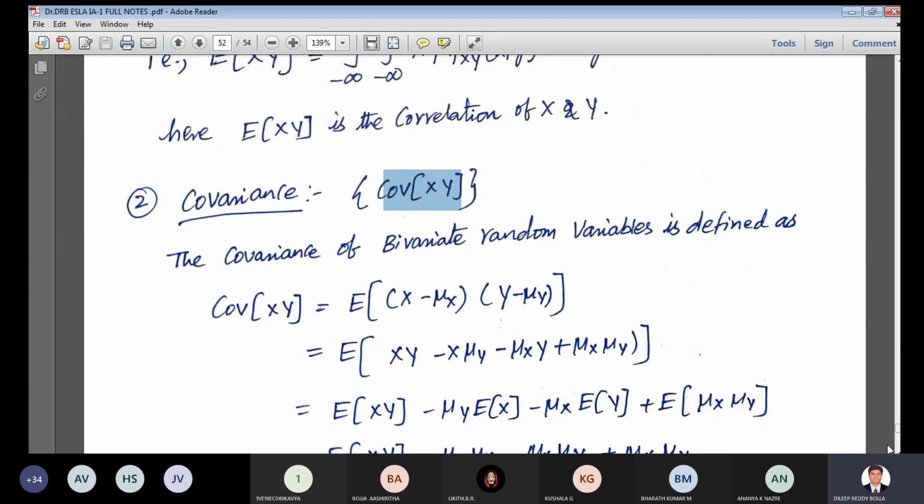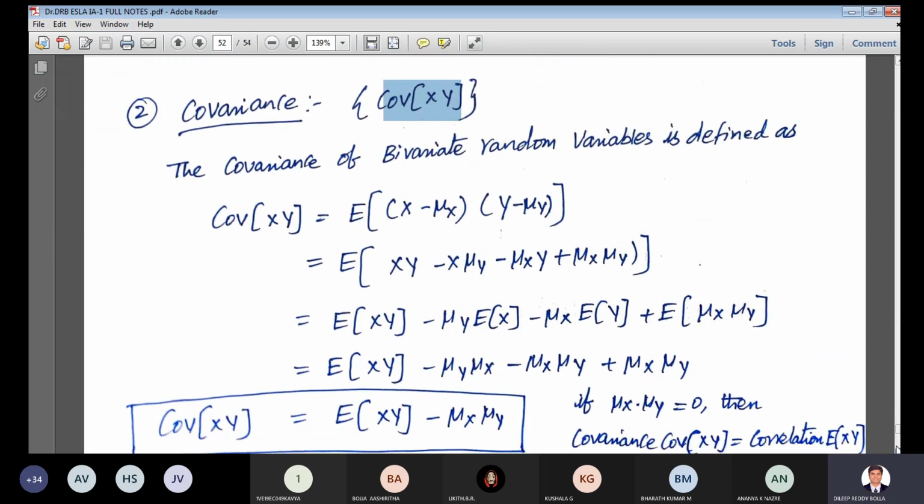How to find covariance? Covariance you want to find between two random variables. You should find the expectation of x minus the mean of x. Mu is mean, we know it, right? And y minus mean of y. If you want to find the covariance of x and y, you need to do the expectation of x minus mean of x, and y minus mean of y. So if you expand this, a minus b into c minus d, what will we get? AC, AD, like that. You do it.